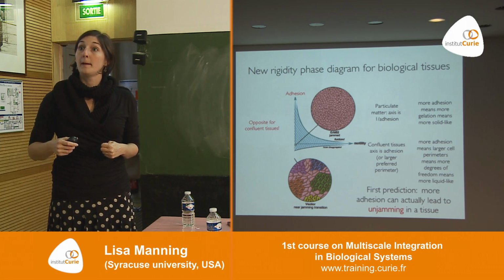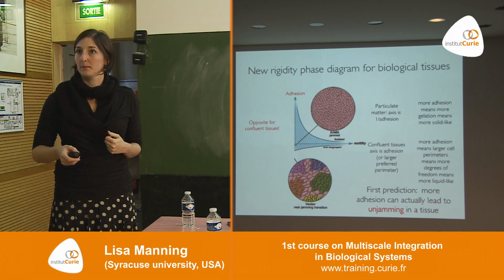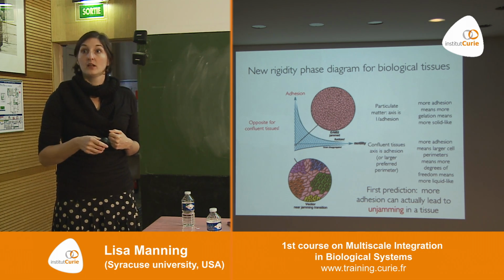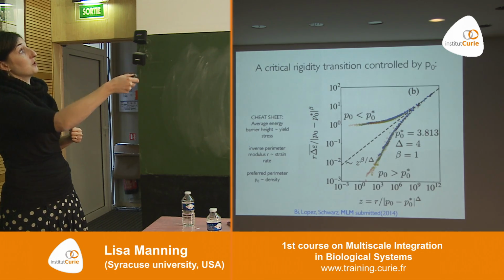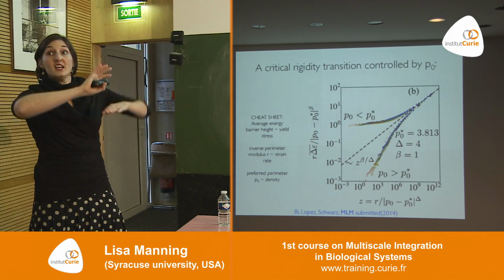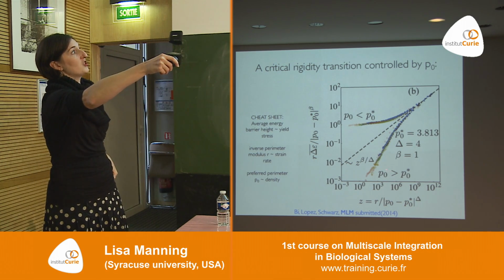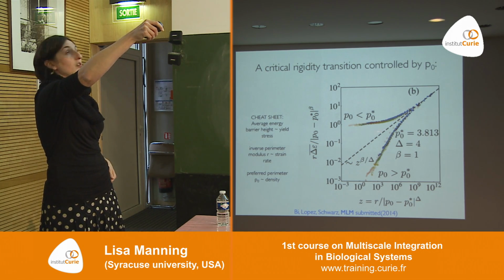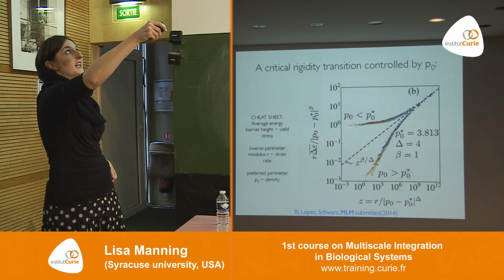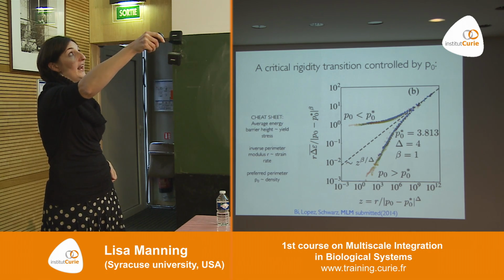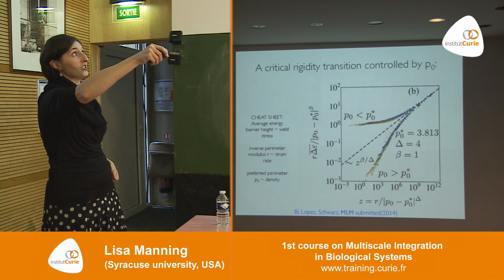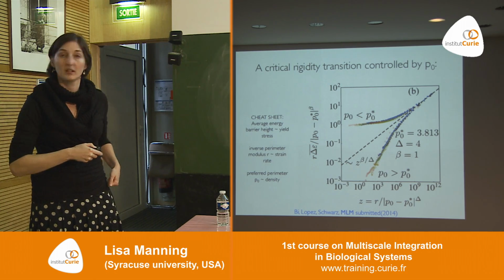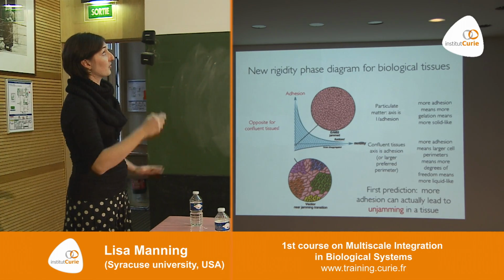Because you increase your P naught star? It's because you increase P naught, precisely. P naught star, the transition point, is just a number. And here I'm changing where I am on this axis. So on this branch where P naught is less than P naught star, I'm on the solid branch. So for all values of that, I'm solid because I have a finite energy barrier. And on this branch, I do not have a finite energy barrier. So this branch is the fluid-like branch of this. This is good. Okay, so that's the first prediction.